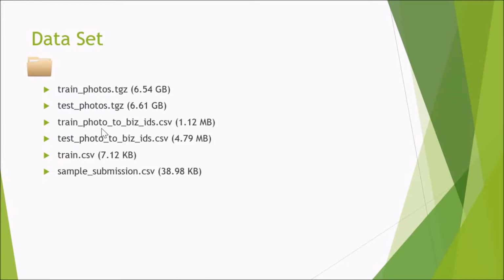The third file, trainphoto2bizids.csv, is an Excel file which contains the mapping between the photo IDs of training images and their business IDs. The next file, testphoto2bizids.csv, is another Excel file which contains the mapping between photo IDs of test images and their business IDs. The file train.csv contains the labels for the training images. And the last file, samplesubmission.csv, contains the sample format for submission for this competition.